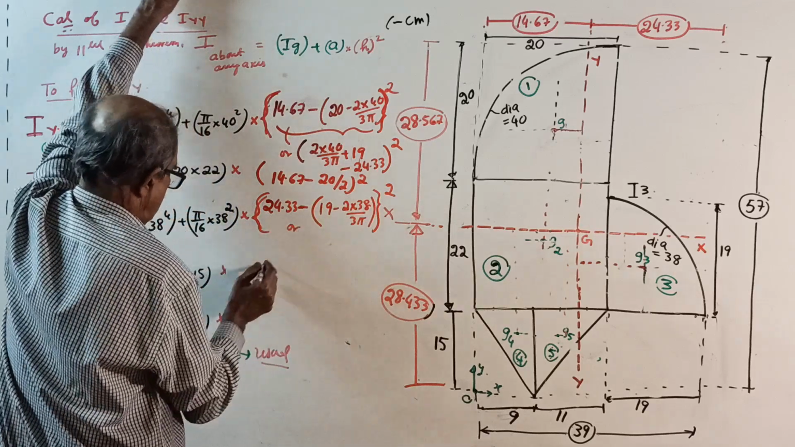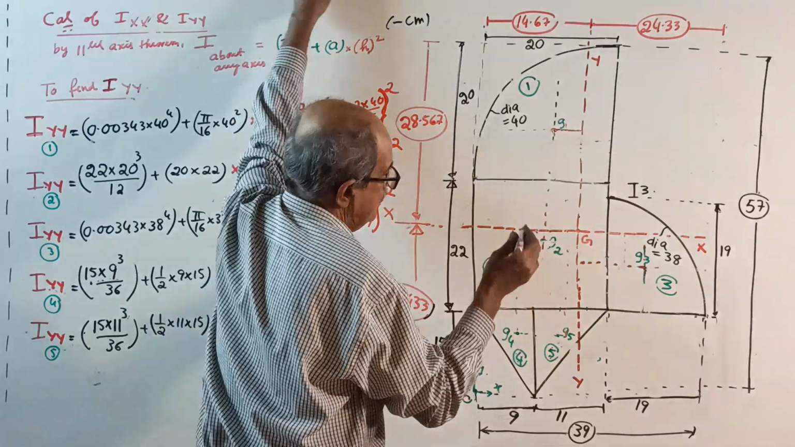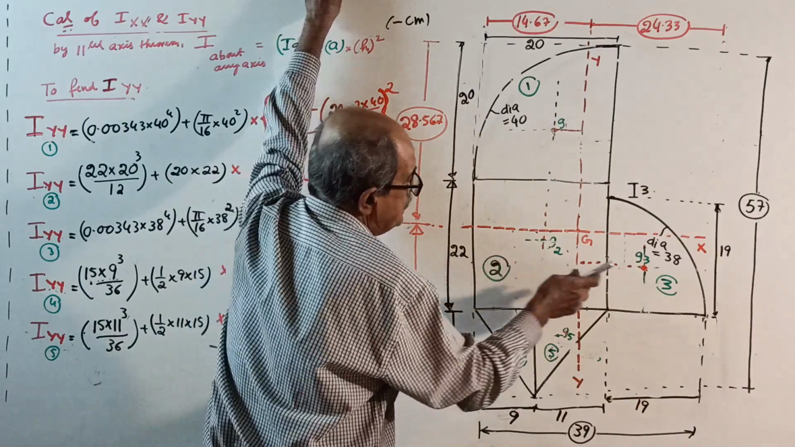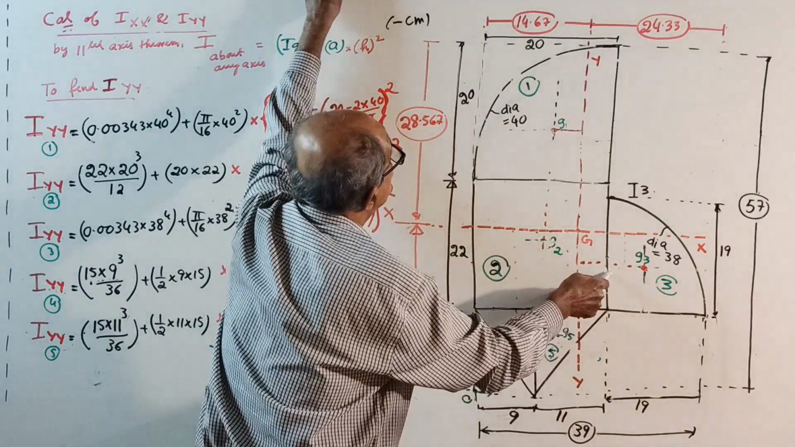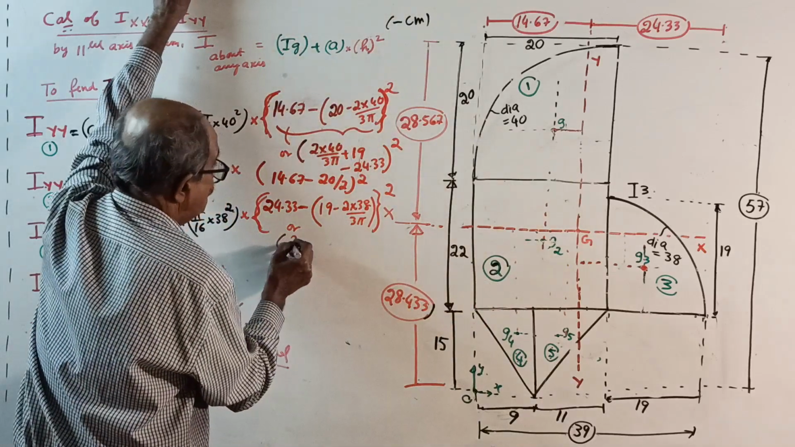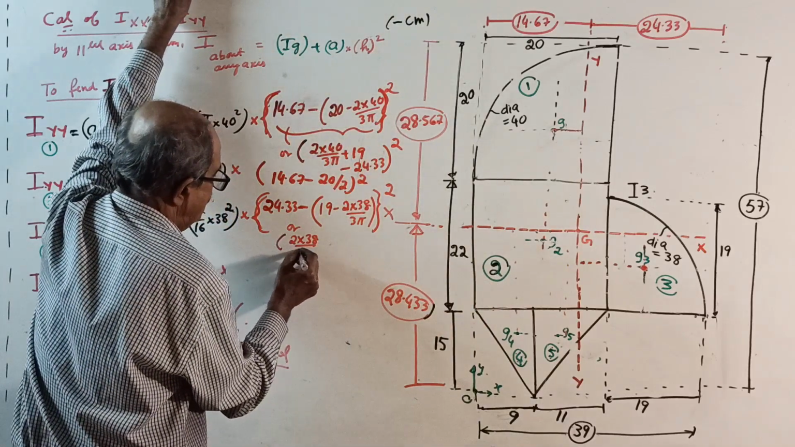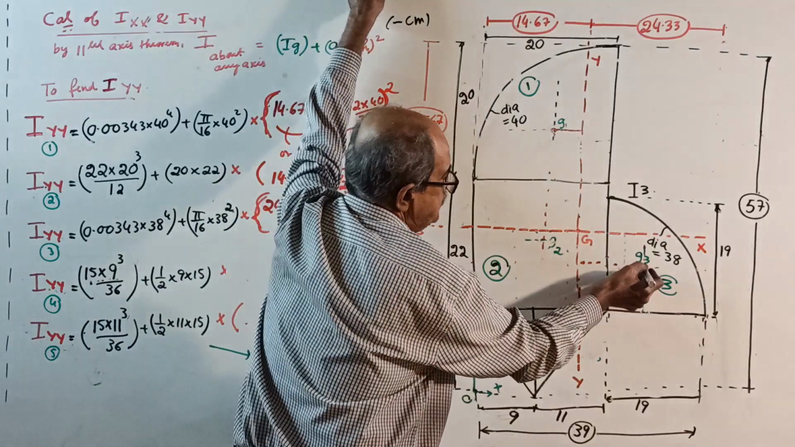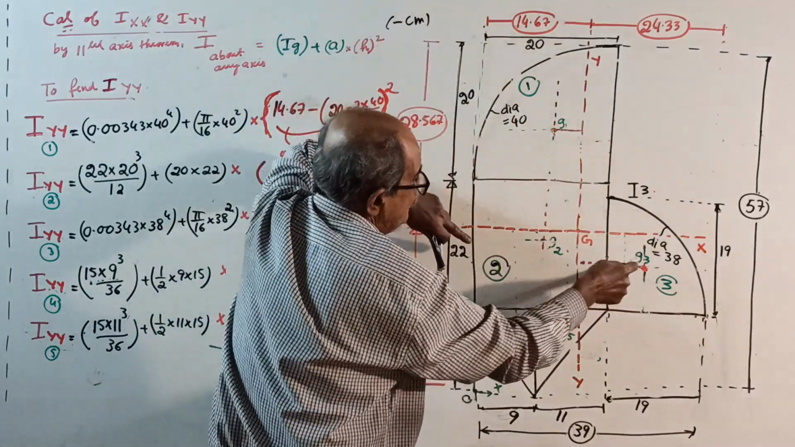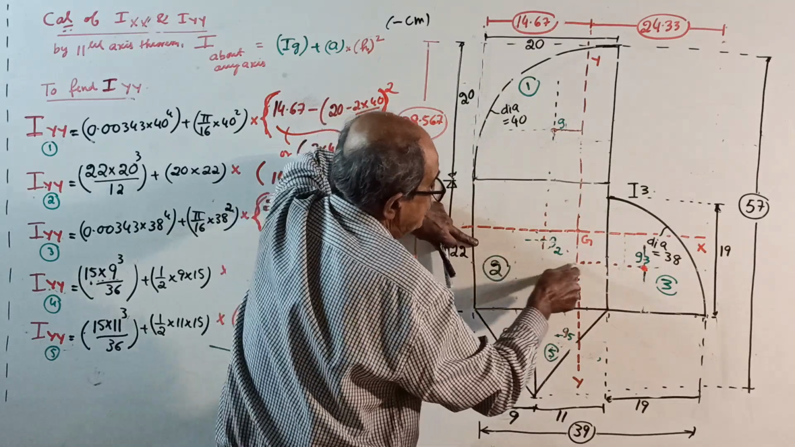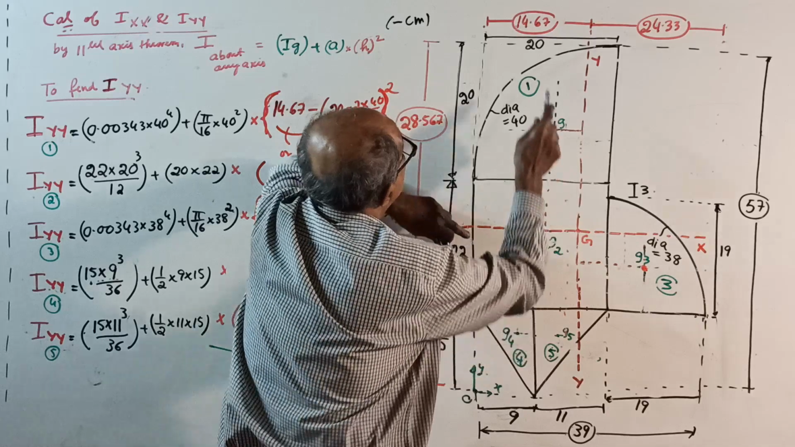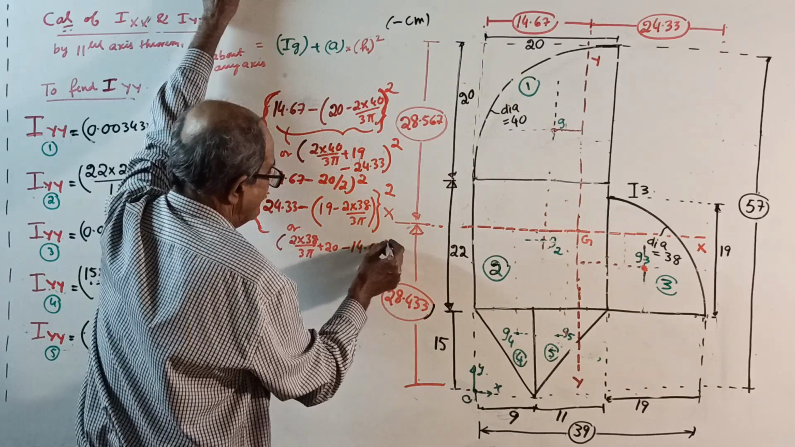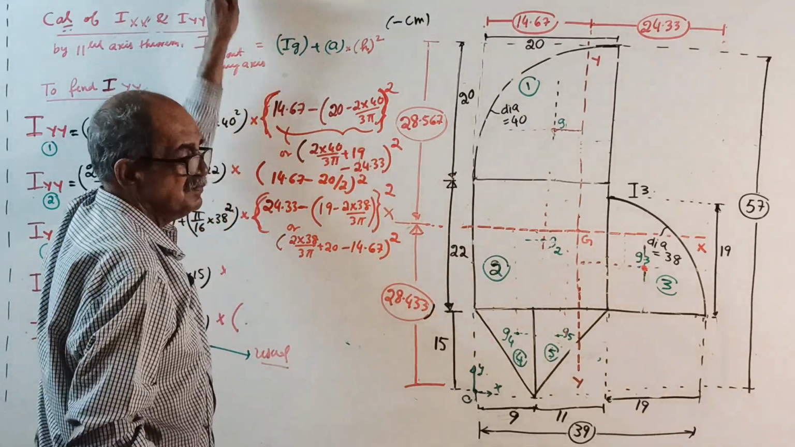Or if you got confusion, see here. From centroid, you come to the extreme left hand. How much is it? 2d by 3 pi plus 20, or 2 into 38 divided by 3 pi plus 20 will give you from G3 up to the extreme end here. From this distance, we want this distance, subtract 14.67. I think some will like this one. They will tell this is better, sir. Okay. Whole square. Both are same.